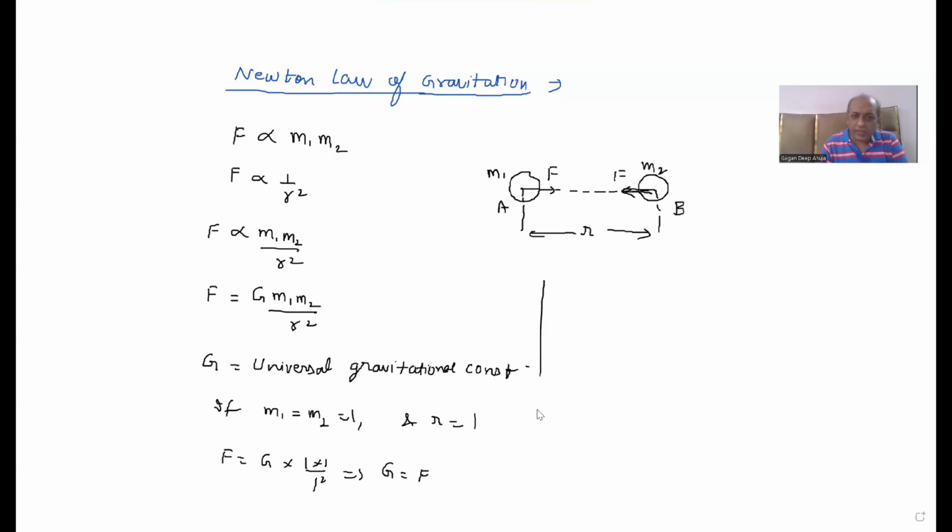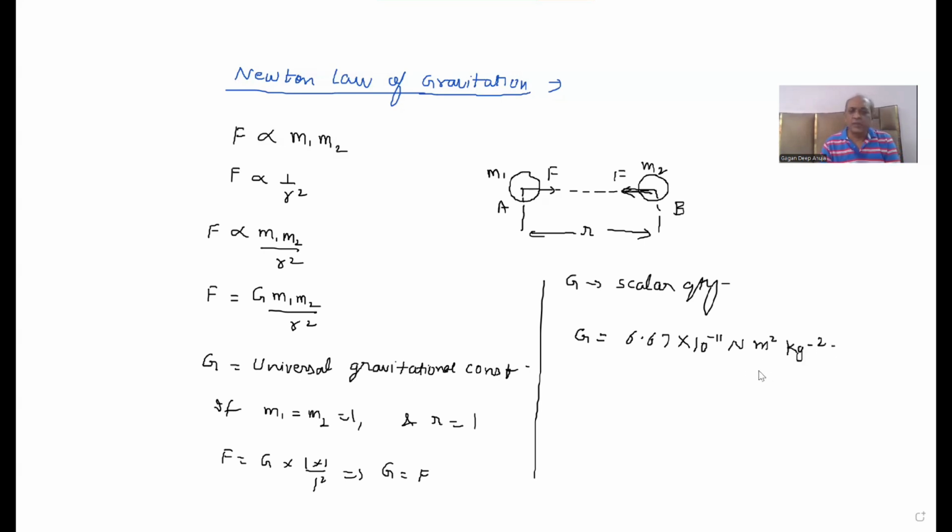Capital G is a scalar quantity, and its value remains constant throughout the universe. The value of capital G is found to be equal to 6.67 into 10 raised to the power minus 11 Newton meter square per kilogram square. Since its value remains constant throughout the universe, it is called the universal gravitational constant.